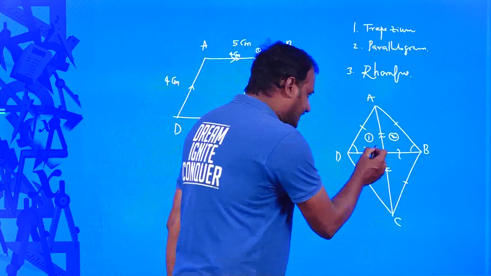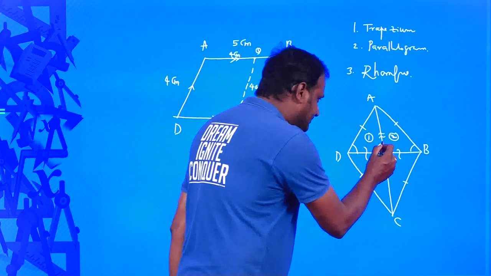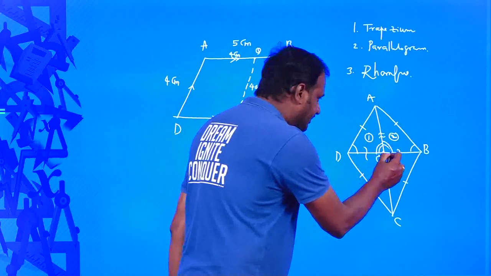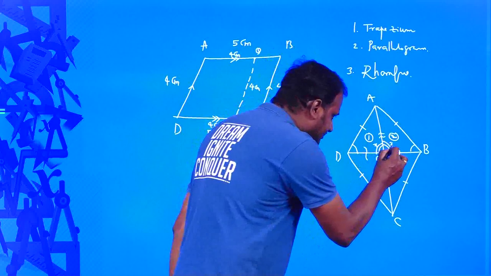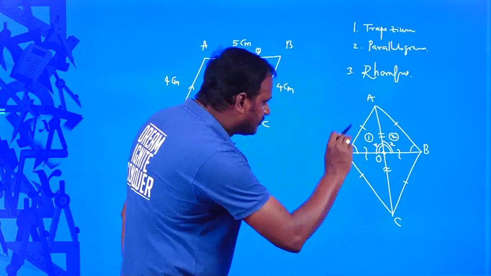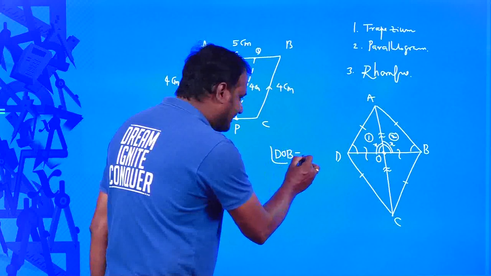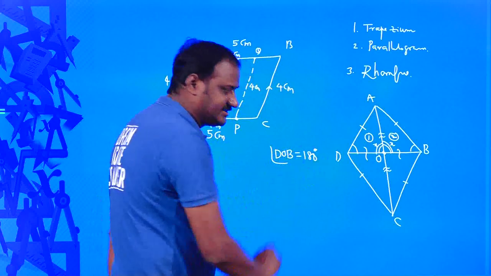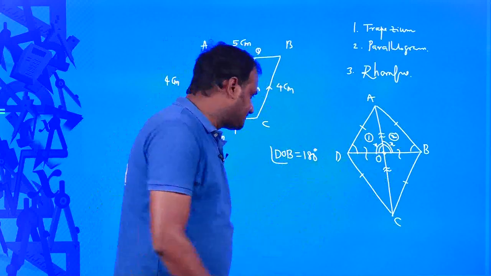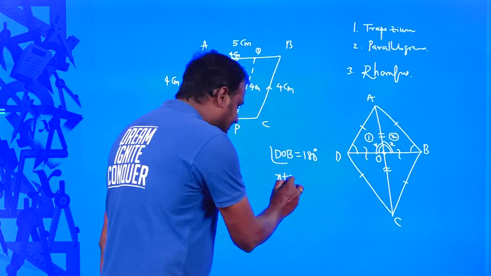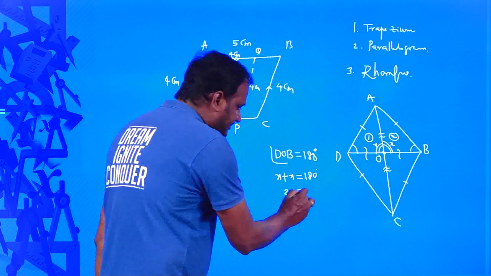And this angle is equal to this angle, correct? These two angles are also equal. If these two angles are equal, let this angle be x and this angle is also x. Angle DOB is a straight angle, right, which is equal to 180 degrees. Angle DOB is divided into two equal angles, x plus x. So, x plus x is equal to 180 degrees. Then 2x is equal to 180.